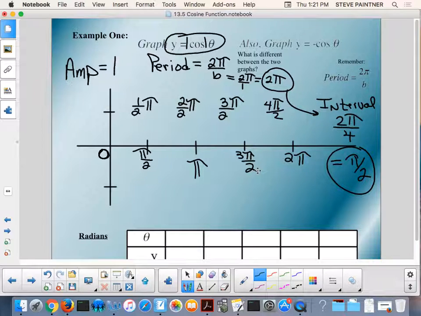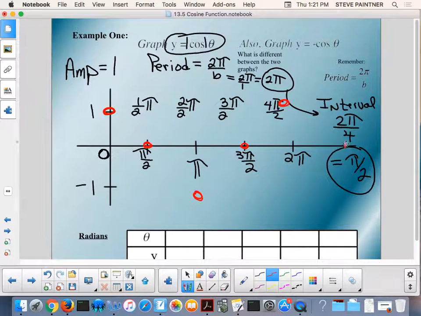Now it comes down to, can you just put the dots in the right spot? When I plug 0 in, what did I get? I got the max. What's the max going to be? Whatever the amplitude is, 1. So it's 1 up and it's 1 down. So you'd go 0 gets 1. What does pi over 2 get? 0. What does pi get? 3 pi over 2. 0. 2 pi. 1.